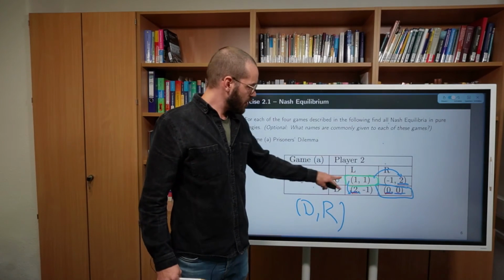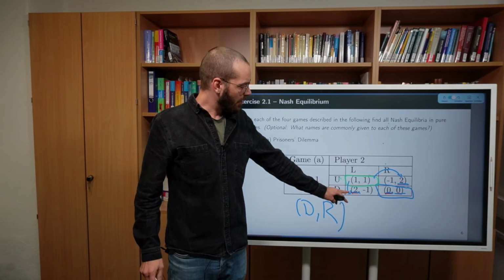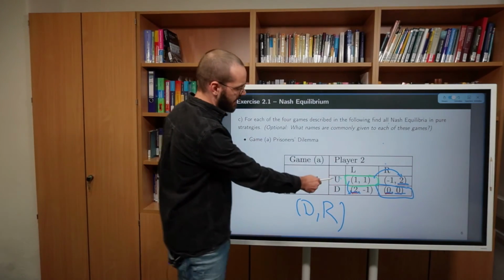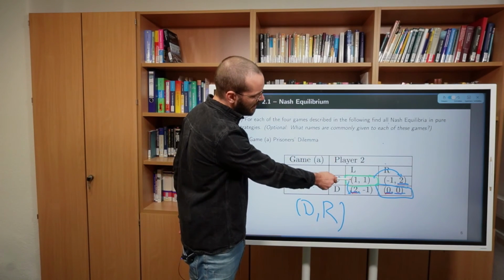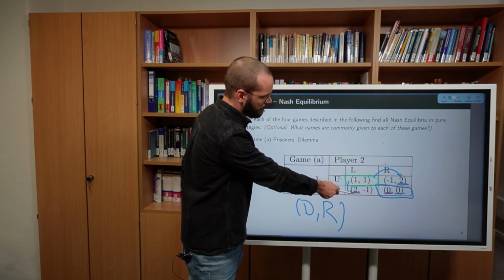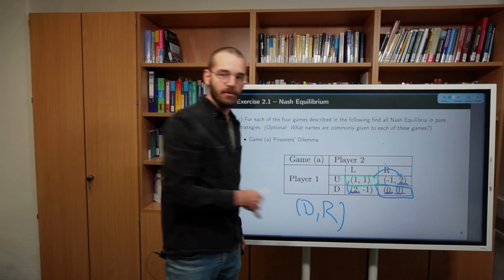In this situation, of course, player 1 can put themselves better off by switching strategies and not playing up, but instead playing down, and thereby increasing their payoff from 1 to 2. And the exact same argument holds for player 2. Just go through it.